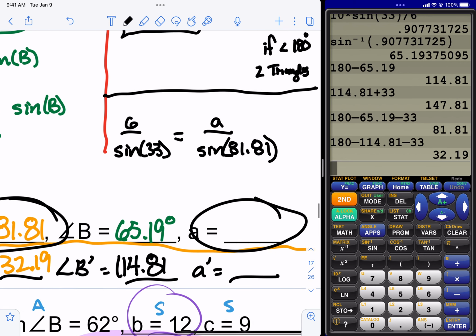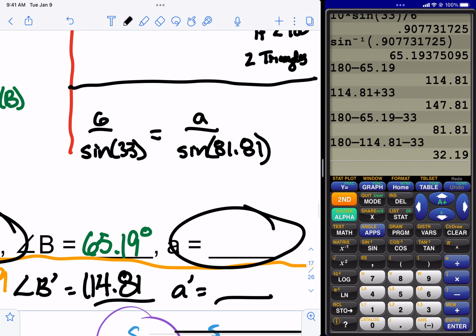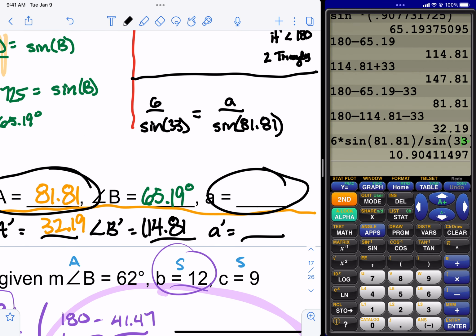And when I do that, remember this is that cross multiply and solve, so 6 times the sine of 81.81, and I'm going to be dividing that by the sine of 33 degrees. And when I do that, that's going to tell me that side A is really going to be 10.90. Again, that one we don't need to round up in this situation.